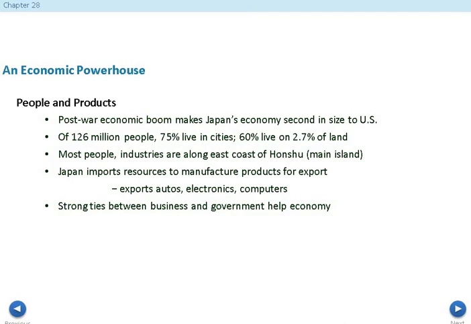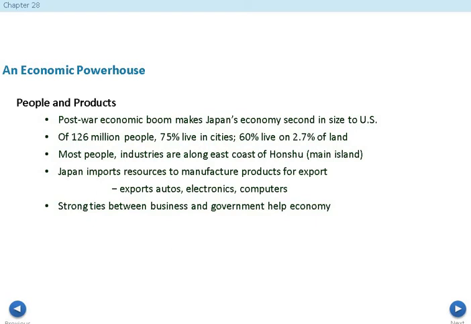But most people are going to be in the industrialization sector. They're going to live along the coast of Honshu, which is the mainland. Japan imports resources, manufactures them, and then exports them. Japan doesn't have a lot of resources, but because they do such a good job of exporting, they're going to become really an economic power.